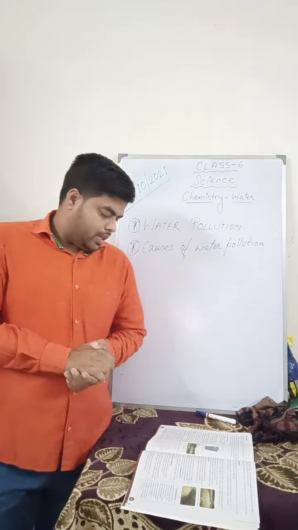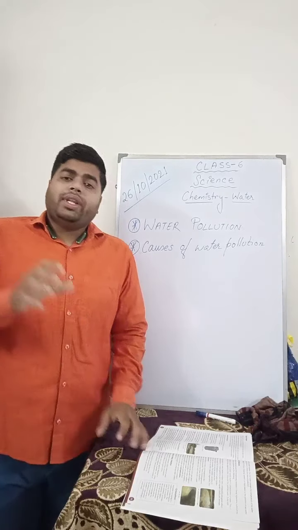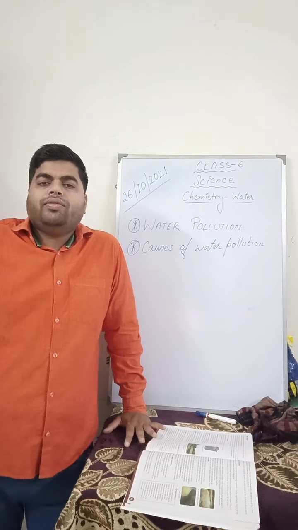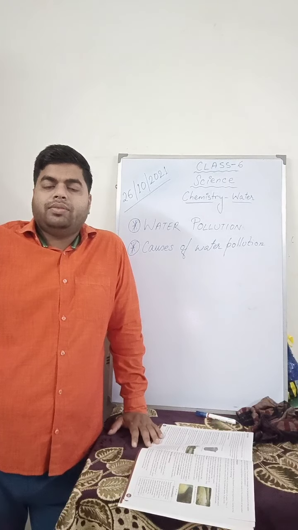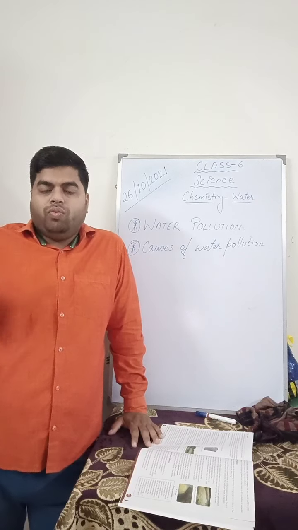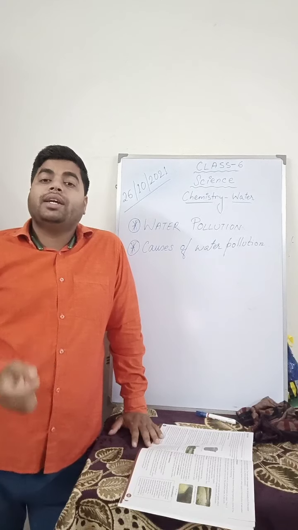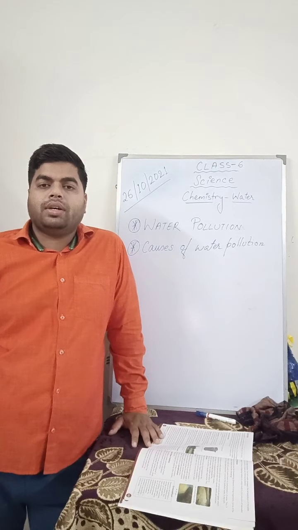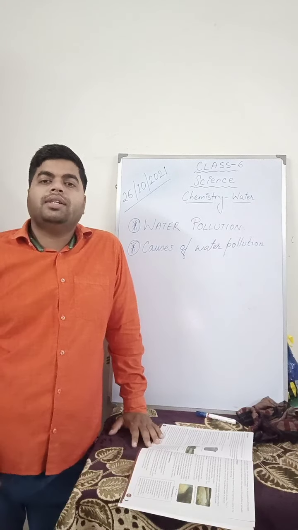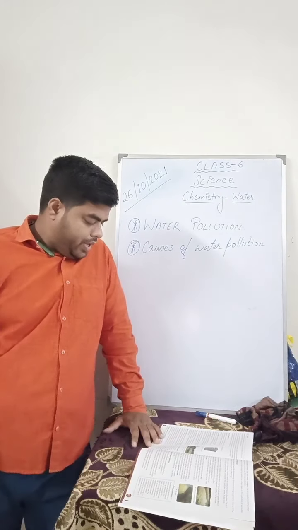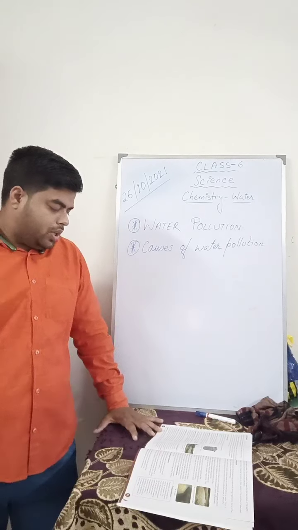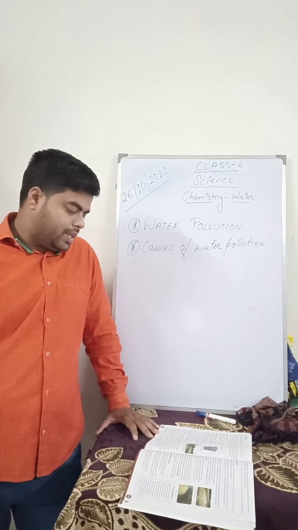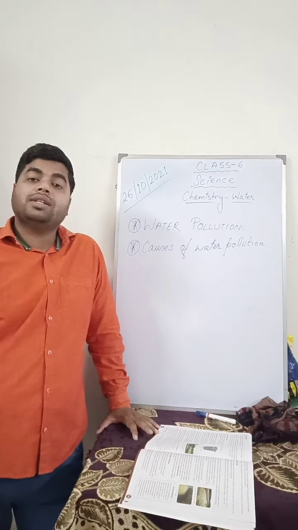Next is acid rain. When there is rainfall, there are very harmful gases in the air. So when the raindrops fall, they get mixed with those gases and acid rain is formed. Let us see. Air pollutants like oxides of sulfur and nitrogen react with water vapor to form acids like sulfuric acid and nitric acid in the atmosphere.